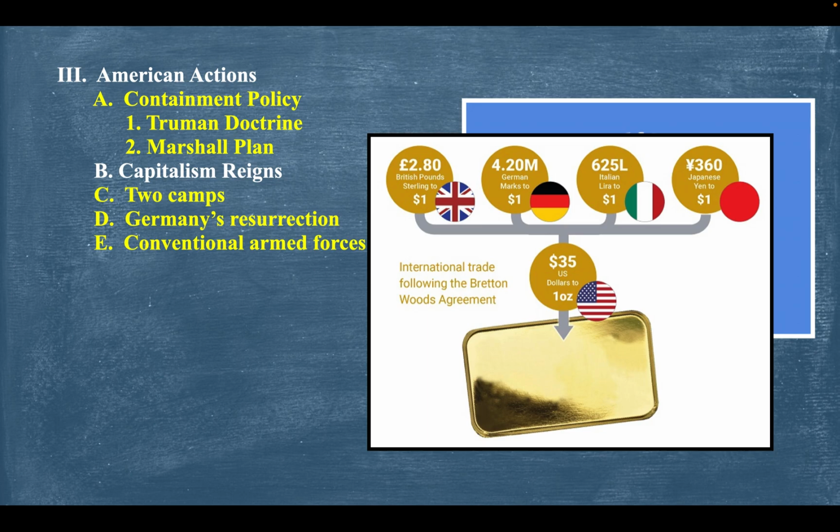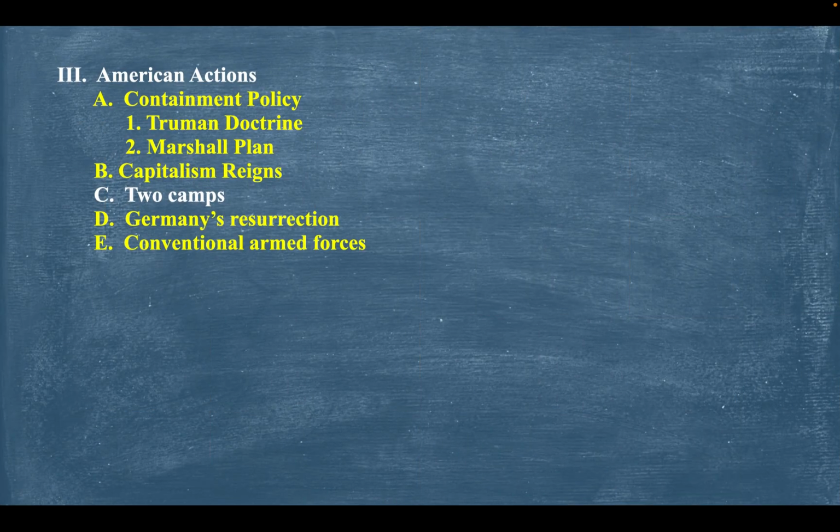So capitalism is on the rise. There's a lot of international business happening. But the Soviet Union and communist countries want none of that. The world effectively is divided into two camps, all right? And so the title of this chapter is The Bipolar World. And what we mean is that there are two distinct groups.